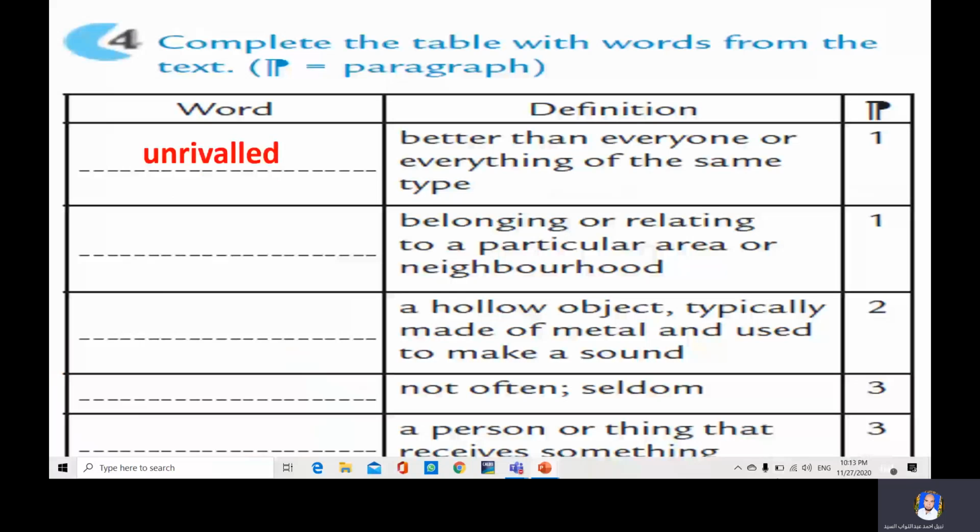Which word means belonging or relating to a particular area or neighborhood? Local. Local newspaper. Al-Watan is a local newspaper. A hollow object typically made of metal and used to make a sound. What makes a sound? It's made of metal. A bell. Yes. Not often or seldom. Give me one word. It's an adverb. Rarely. A person or thing that receives something. Who receives something is called a recipient. Recipient. The opposite, sender.